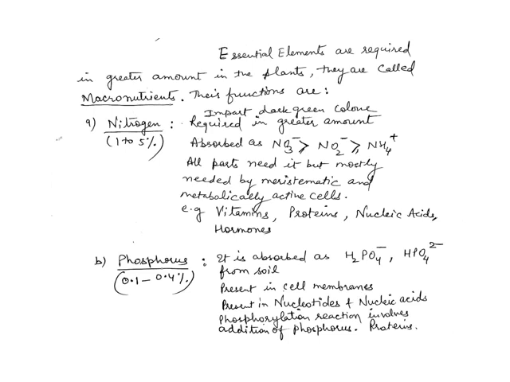One of the macronutrients is nitrogen, which is required in the plant at 1 to 5%. It has various functions. It is a very important nutrient required for the plant. It imparts dark green color. It is required in a greater amount, as you see, 1 to 5%.